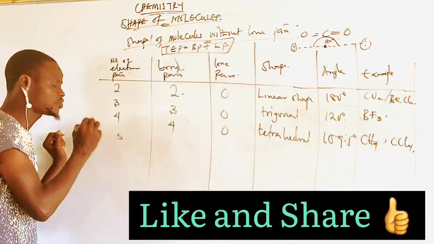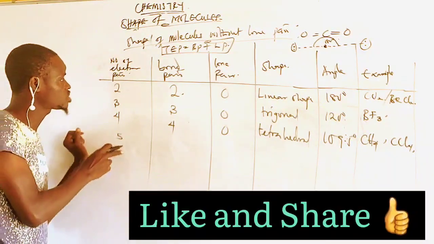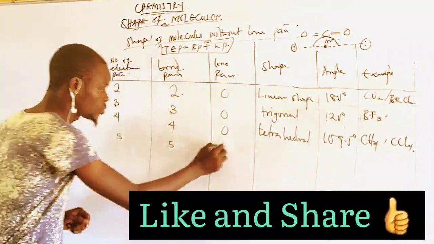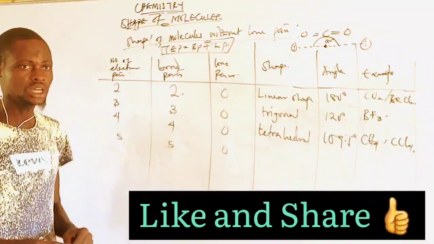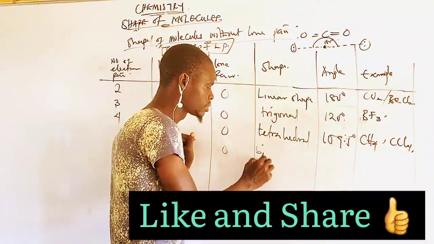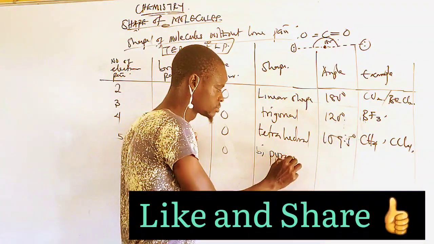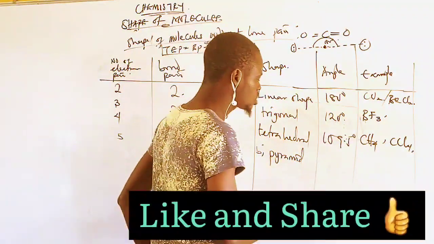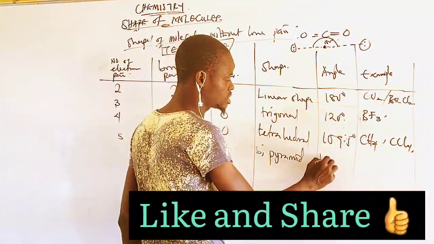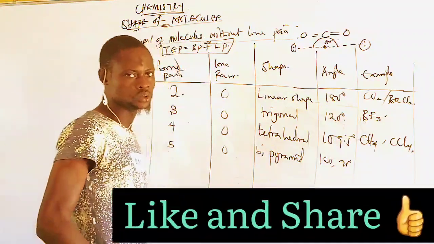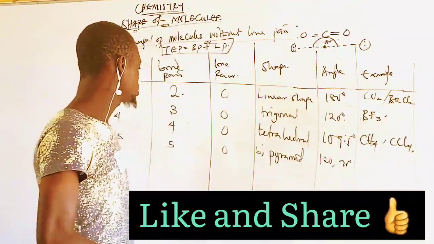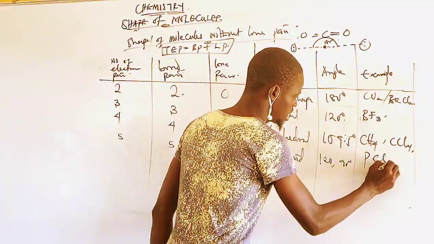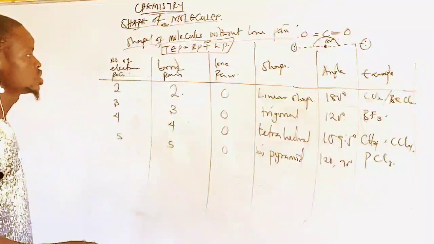Now, what if I have 5? If the number of electron pairs is 5, the bonding pairs are also 5, with 0 lone pairs. Altogether, we call this the trigonal bipyramidal shape. Are you getting something now? This one always has 2 bond angles: it can have 120 and 90 degree bond angles. I think we can have this in PCl5.